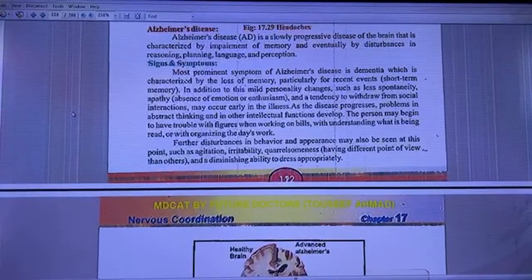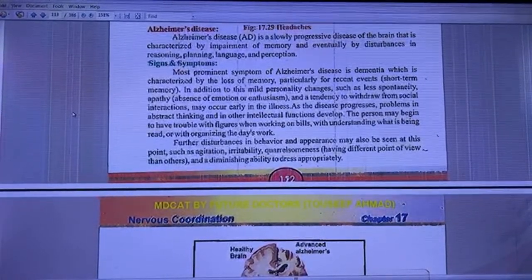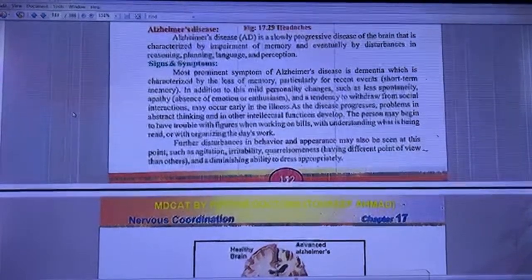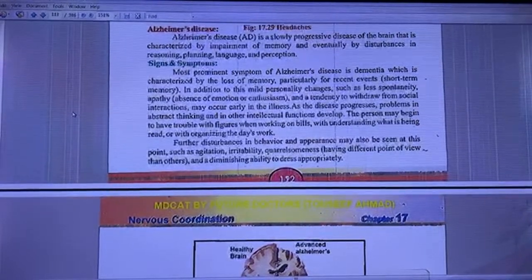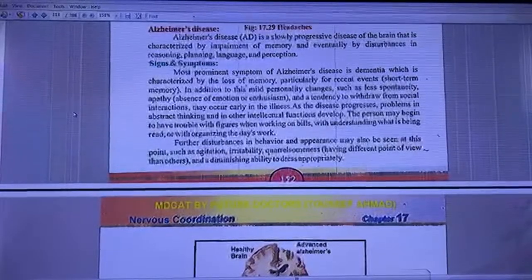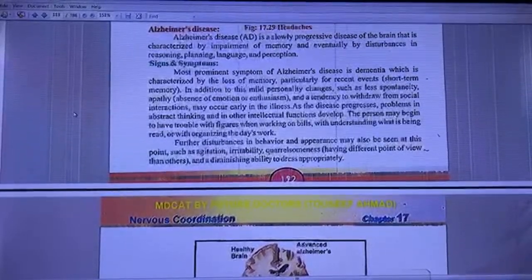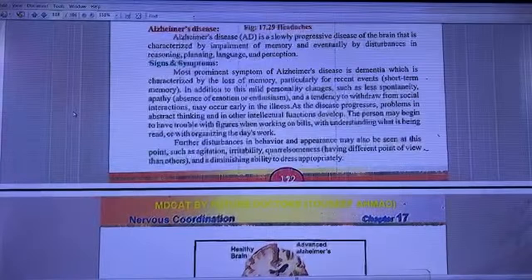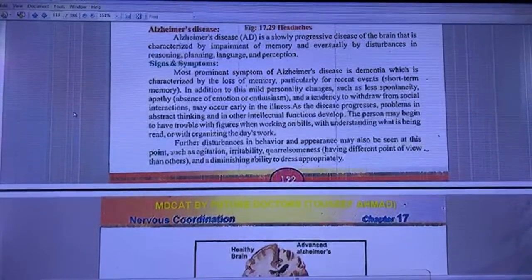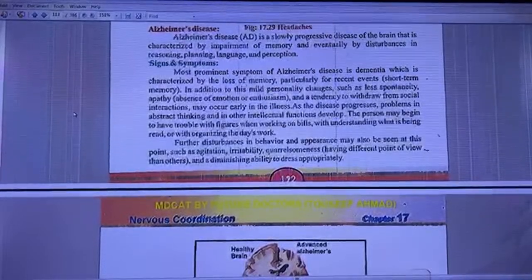Signs and symptoms. The most prominent symptom of Alzheimer's disease is dementia, which is characterized by the loss of memory, particularly for recent events, short-term memory. In addition to this, mild personality changes such as less spontaneity, apathy, absence of emotion, and a tendency to withdraw from social interactions may occur early in the illness.